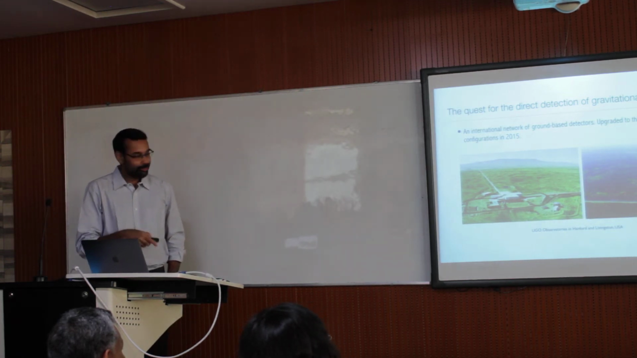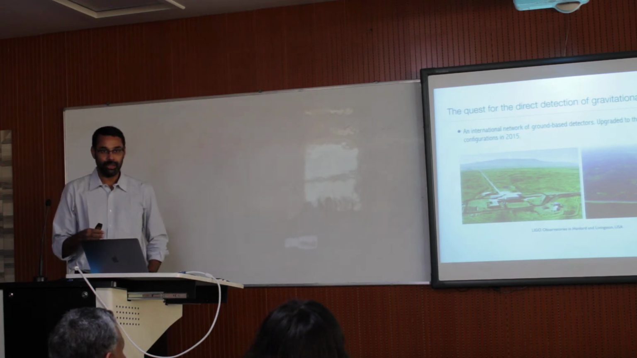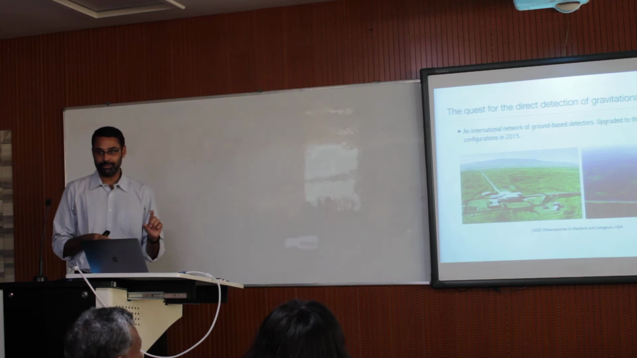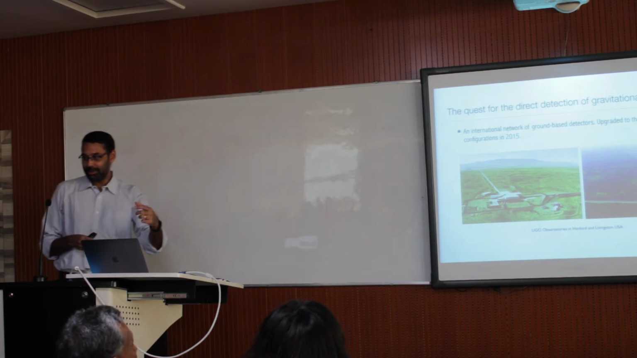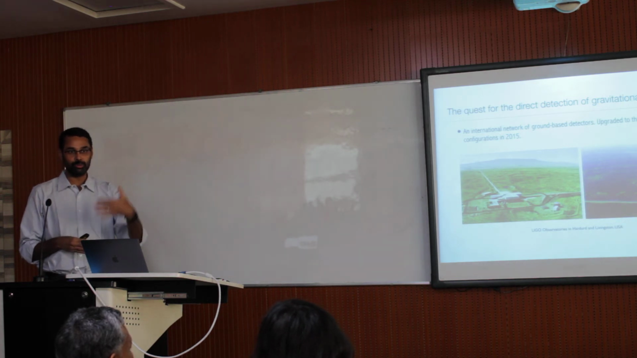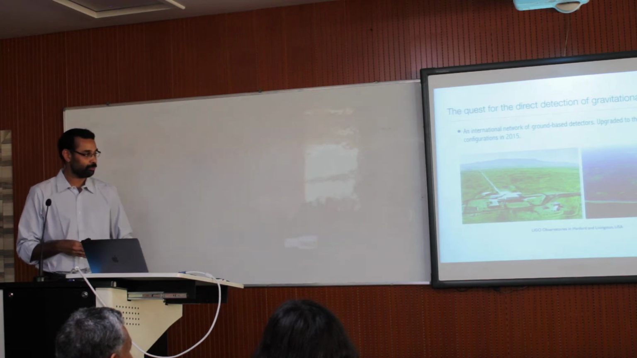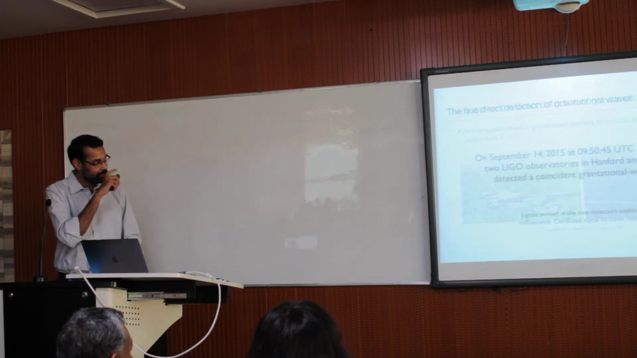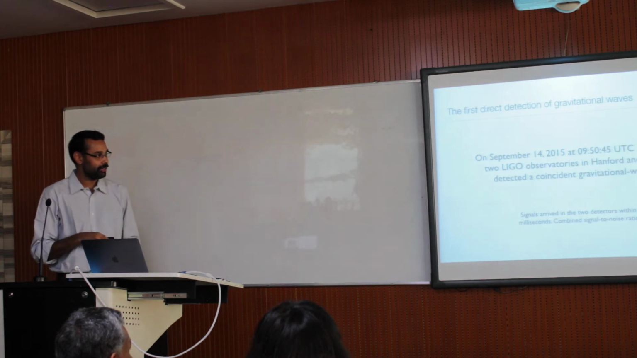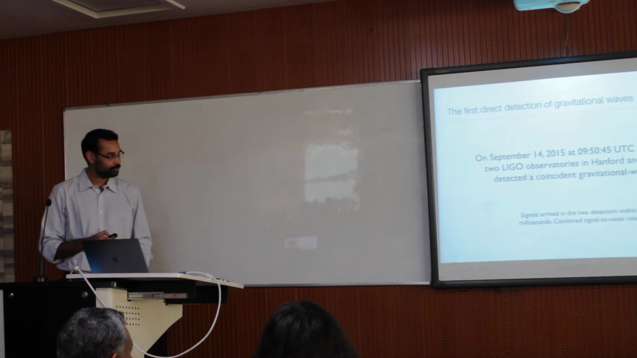The LIGO observatories have been functioning over the last decade or so, although with reduced sensitivity. What happened in the last 3 years is that they went through a major upgrade called Advanced LIGO, which improved their sensitivity compared to the previous generation by a factor of 3 to 4. And as soon as they started operating in September 2015, they observed the first gravitational wave signal.